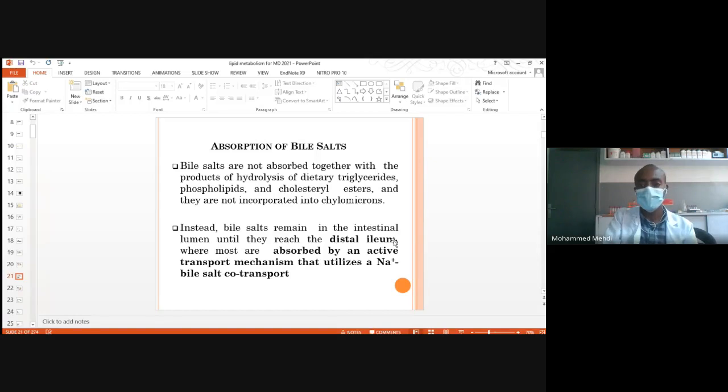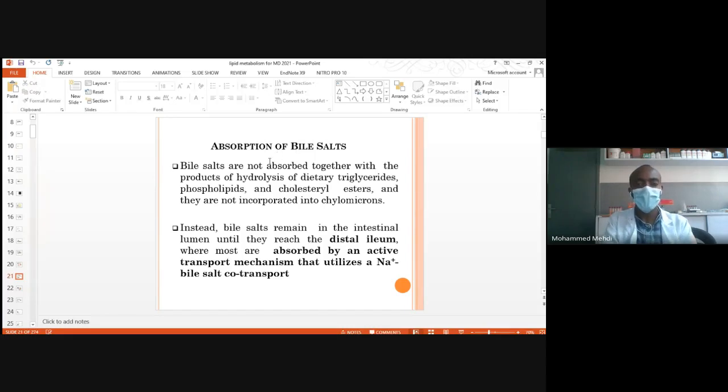Absorption of bile salts. Bile salts are derived from cholesterol. So if this bile salt is excreted, then indirectly we excrete cholesterol from the body. If it is reabsorbed, we reabsorb cholesterol into the body.